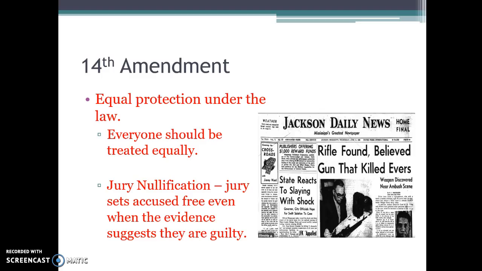Last up, we have the 14th Amendment. And the 14th Amendment says that we should have equal protection under the law, that it shouldn't matter who you are, that the law should be blind. Everybody should be treated equally. Unfortunately, this doesn't always happen.